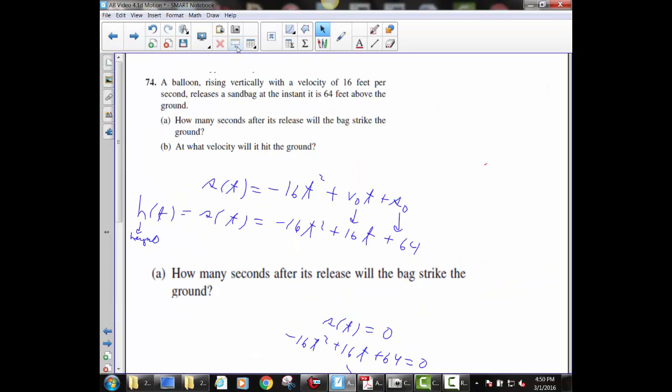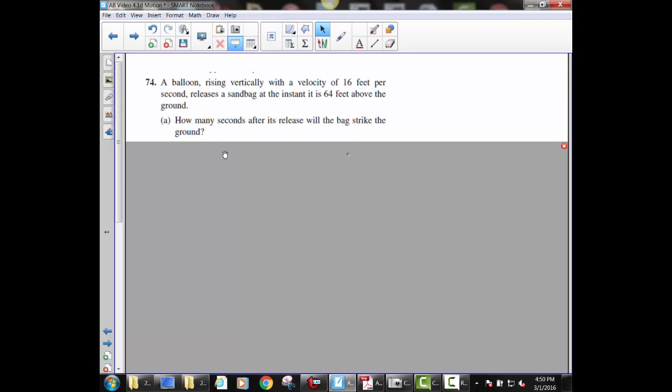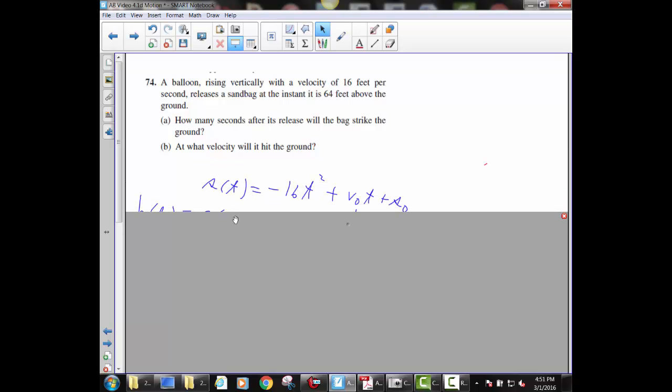Okay, so here is number 74. A balloon rising vertically with a velocity of 16 feet per second releases a sandbag at the instant it is 64 feet above the ground. How many seconds after its release will the bag strike the ground, and at what velocity will it hit the ground? First of all, this is a vertical motion, and we're on planet Earth because they didn't tell us we weren't, so we know the formula.